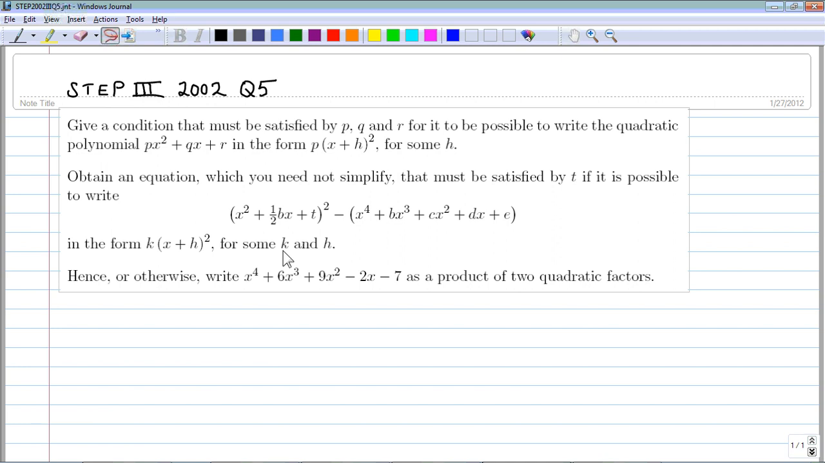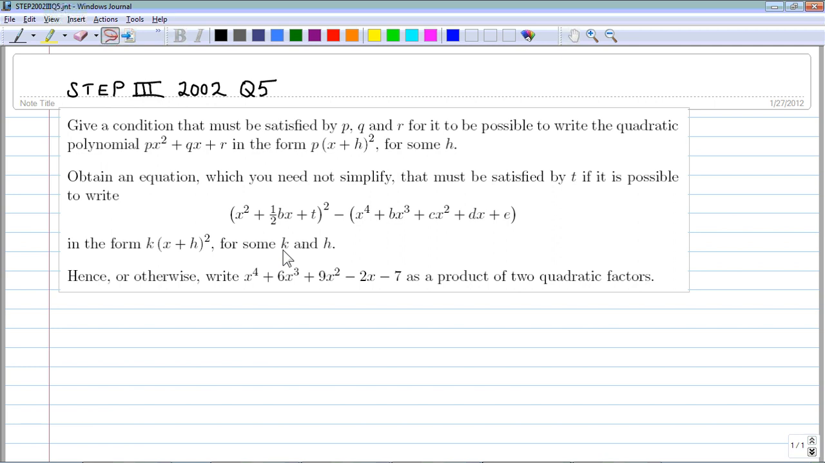What I'm going to do is just look at individual questions, not choosing them according to any real pattern, but just if it looks interesting, maybe just to help people who are trying to prepare for this exam and don't have any teacher or just need some extra help. So this example that I've got here is from 2002. You can see at the top I've written the title STEP 3 2002 question 5.